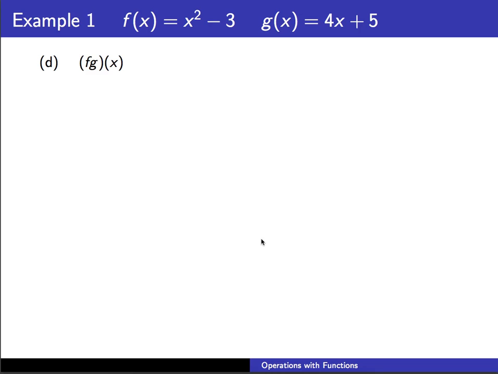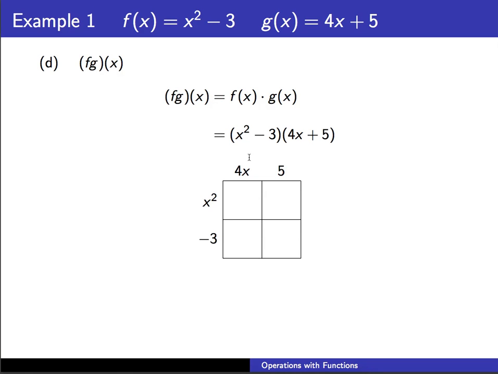Part D, f times g of x. So we're going to take f of x, the x squared minus 3, and multiply it by g of x, the 4x plus 5. And I like to have mine multiplied out. We saw this in the complex numbers video, so it just helps me keep organized. X squared times 4x is 4x cubed. X squared times 5 is 5x squared. And now for the negative 3 times 4x is negative 12x. Negative 3 times 5 is negative 15. There aren't any like terms to combine inside the grid here. All the powers of x are different. So our final answer is just 4x cubed plus 5x squared minus 12x minus 15.